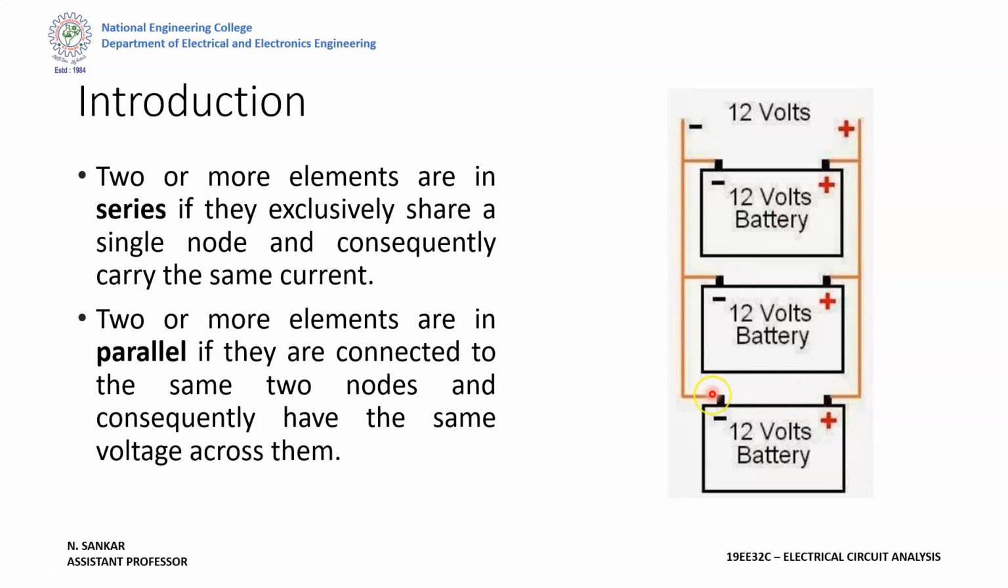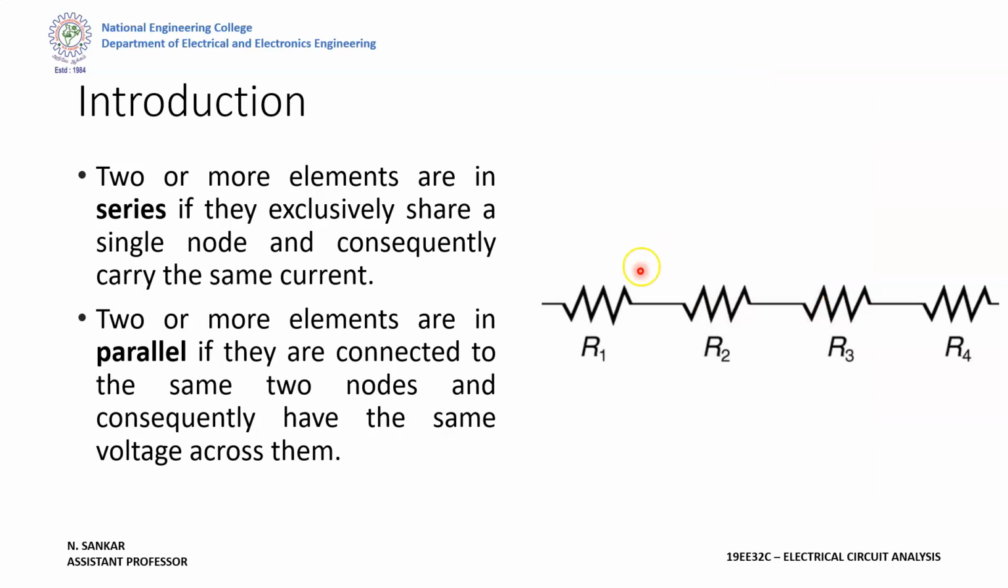Simply you can see here, the voltage is 12 volt here, and here also 12, and here also 12. If you take a voltmeter and connect it here, it will show the same voltage, that is 12 volt. Okay, so this is a series connection of 4 resistors. The end terminal of R1 is connected to the beginning of R2. Similarly, the end of R2 is connected to the beginning of R3, and similarly for R4. So this is considered a series connection.